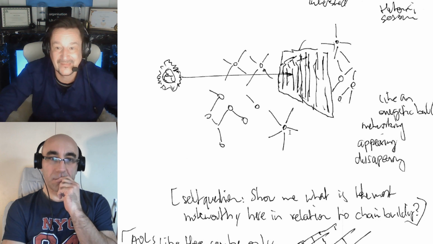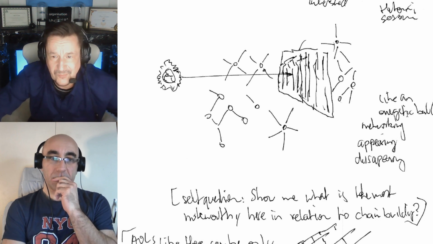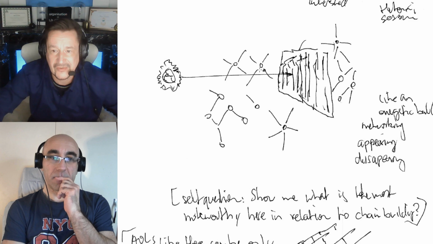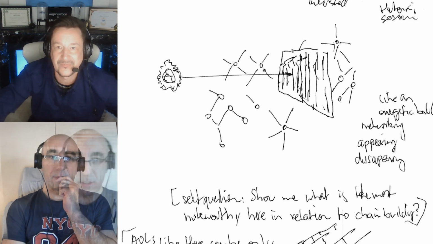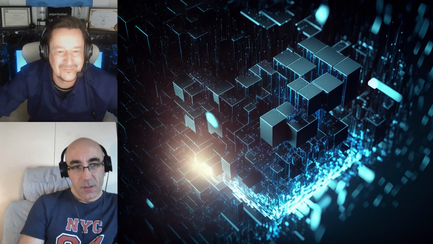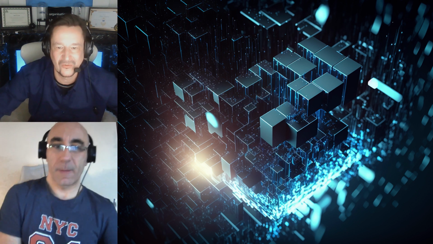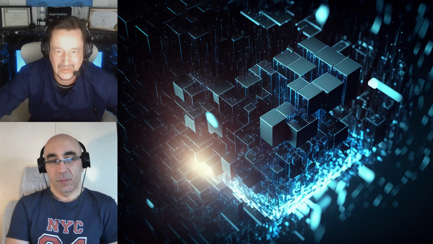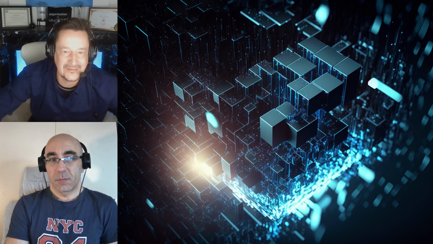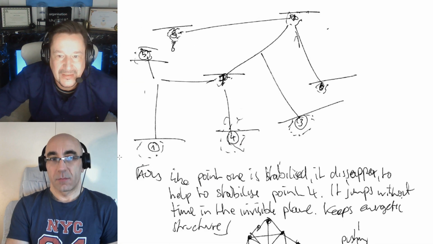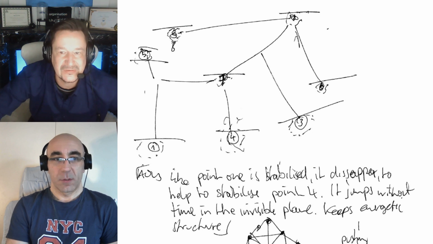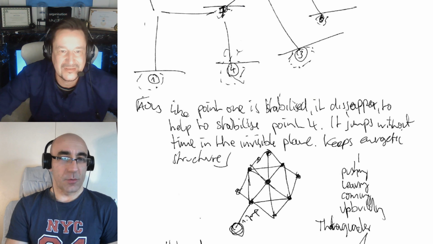I questioned here myself, show me what is the most noteworthy here in relation to chain building, when the system is held by appearing and disappearing particle or waves. I came up with this and I started coming up more and more to these cube things. Yeah, I had here number one, number two, number three, number four, number five, number six, number seven. What are those?